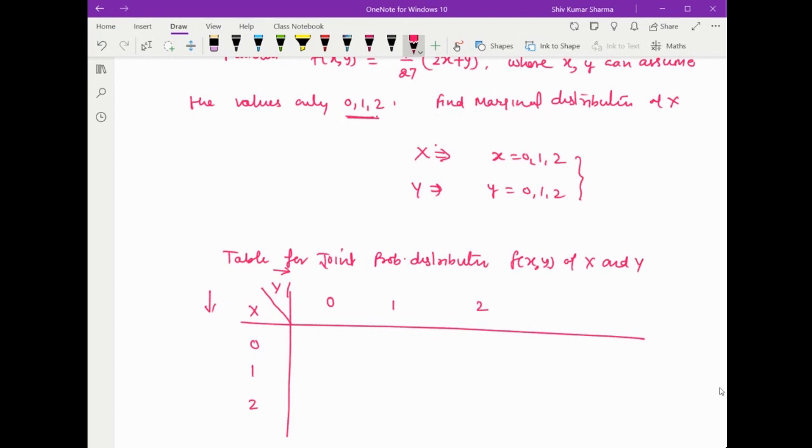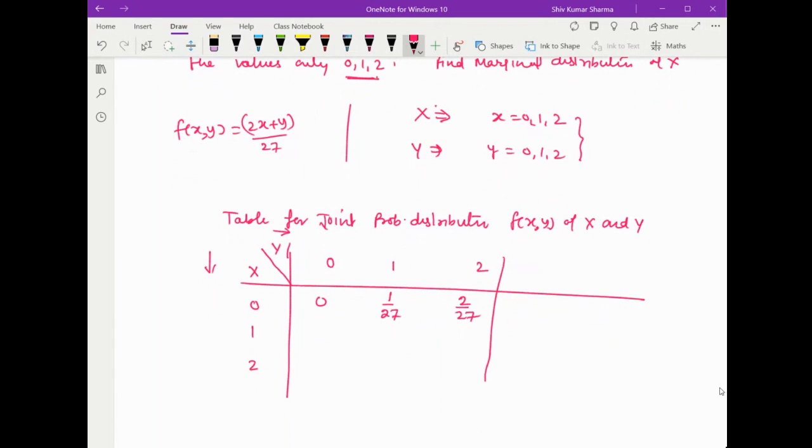The function is defined as f(x,y) is equal to (2x plus y) upon 27. So when we put x equal to 0, y equal to 0, the function gives us 0. When we put x equal to 0, y equal to 1, the function gives us 1 upon 27. When we put x equal to 0, y equal to 2, the function gives us 2 upon 27.